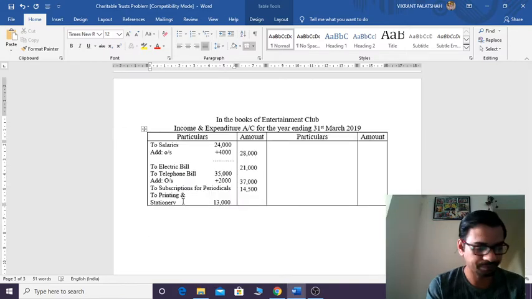Then opening stock is given as rupees 2,000 and closing stock as rupees 3,000. So what to do? Add opening stock. We have to add opening stock under that. How much is the opening stock given there? It is rupees 2,000. So 2,000 is added under that. We have to add 2,000 there. So it will come.